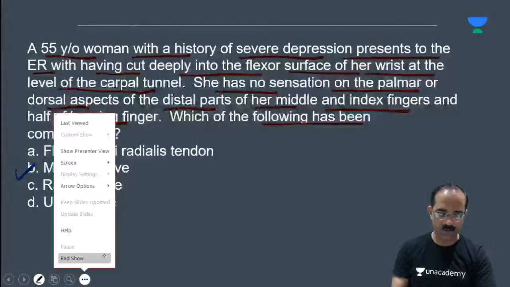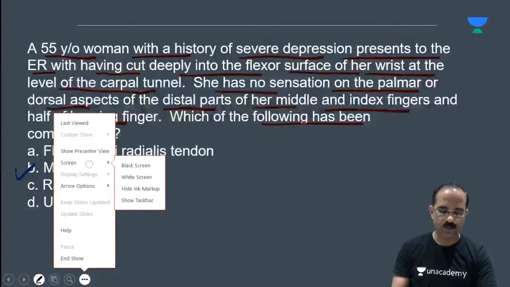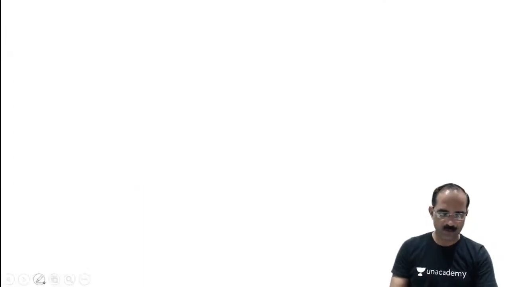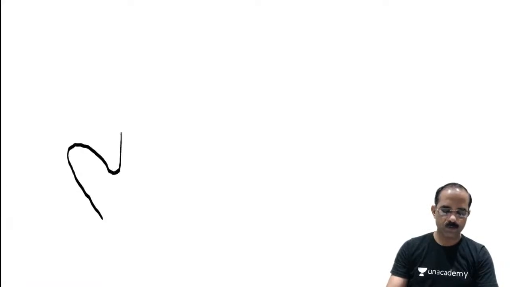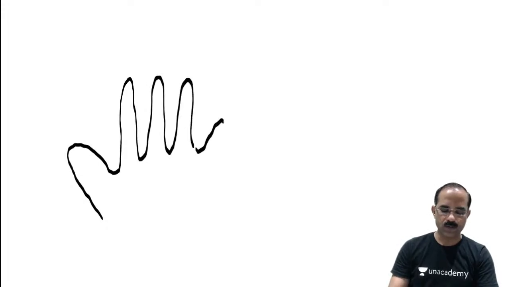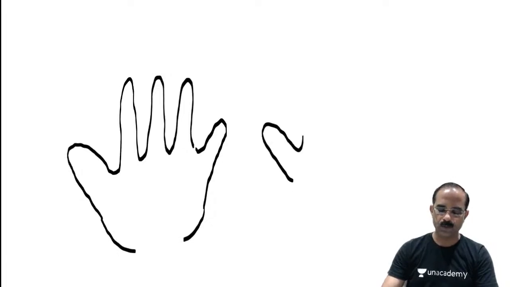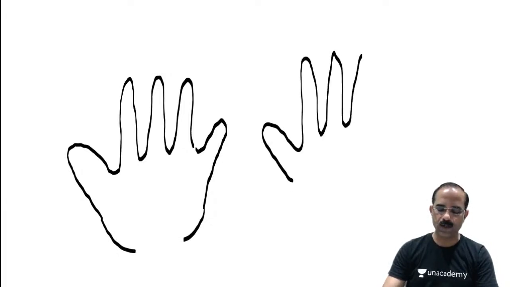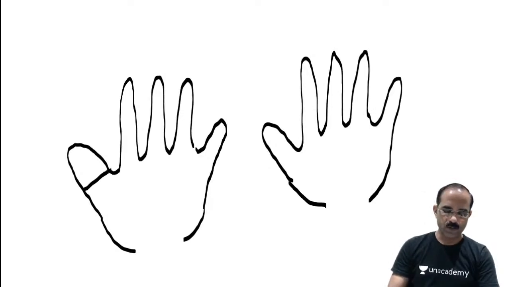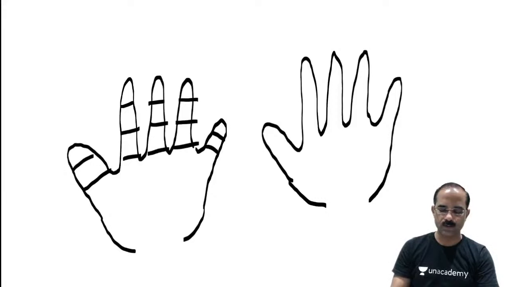I'll quickly go through this. Understand this first. I'll draw this. That's the hand. I'm drawing the hand for you. Now what is this surface of the hand? This is the palmar aspect. And what is this aspect? That's the dorsal aspect. These are the phalanges.